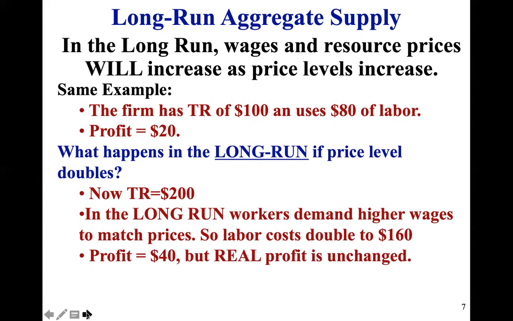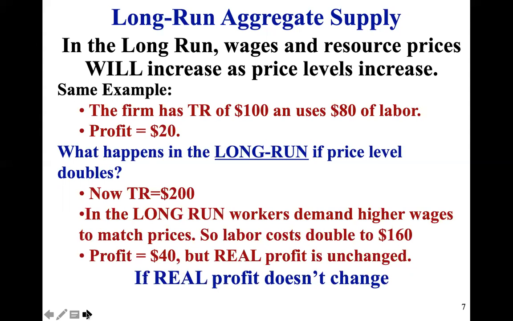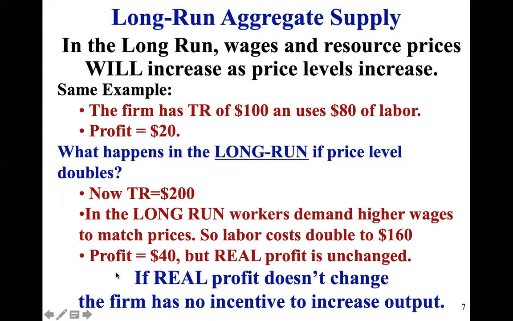So our profit, our nominal profit is up to 40, but the real profit is unchanged because all prices in the economy doubled. So therefore, the purchasing power of our profit is exactly the same. So real profit did not change. Therefore, this firm has no incentive to increase output. So we have no incentive to produce more because the profit is going to be fixed in the long run.